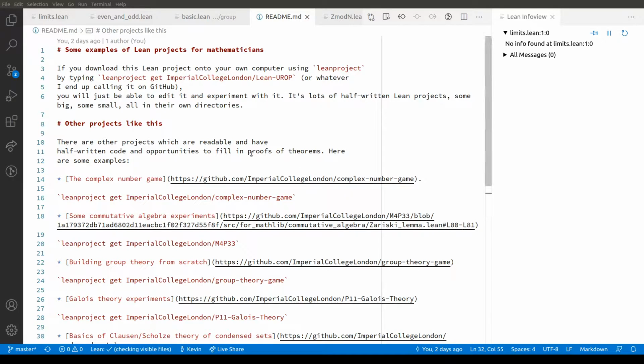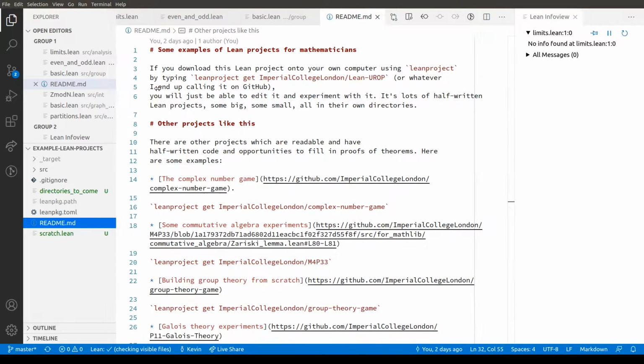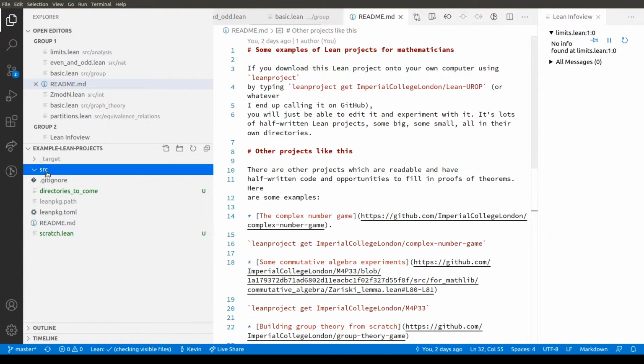Right, so I'm working on a basic repository that contains some little problems. It's the one I was talking about last time, so sort of first year undergraduate stuff. There are things like analysis, equivalence relations, graph theory, group int, and nat.